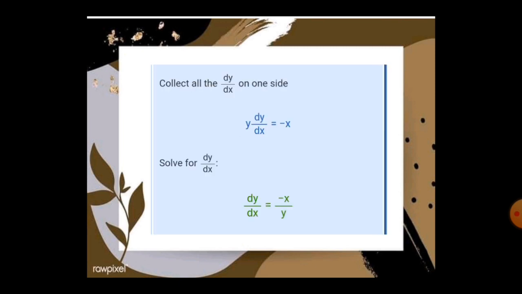Next is to collect all the dy over dx on one side. So 2y dy over dx is equal to negative 2x, and then solve for dy over dx. So dy over dx is equal to negative x over y.